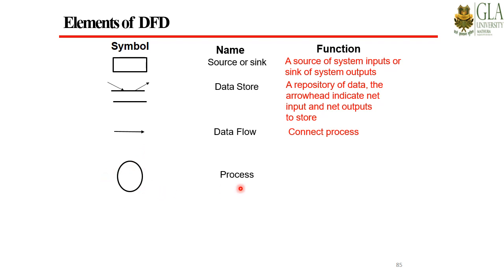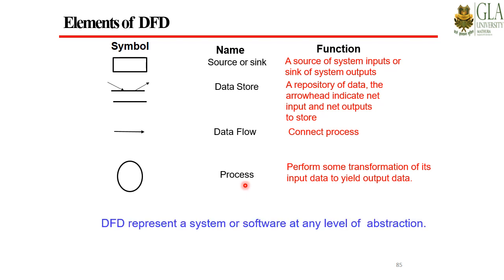Next, this circle will represent the processes inside the system through which we can capture the data inputted by the user, and further through this process we can process the required information, and after that the required details will be forwarded to the user. So with the help of this DFD, we can represent a system or software at any level of abstraction.